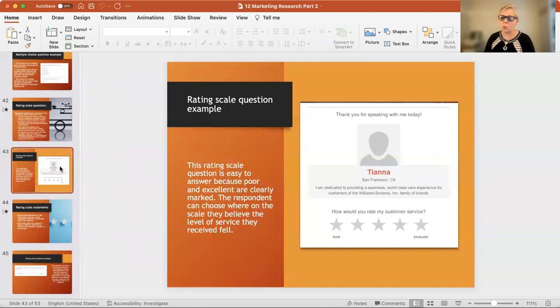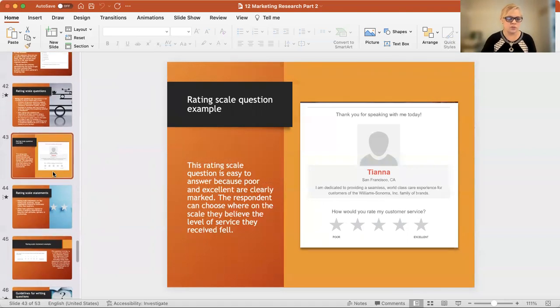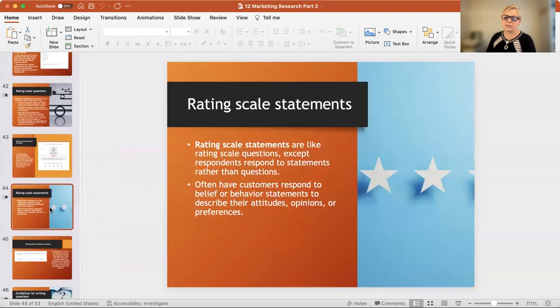All right, here's just one example of a star rating scale question. How would you rate my service? Poor to excellent for the number of stars. Rating scale statements are like rating scale questions, except that they respond to a statement rather than a question.